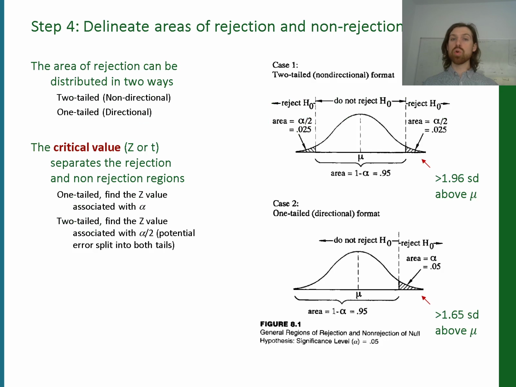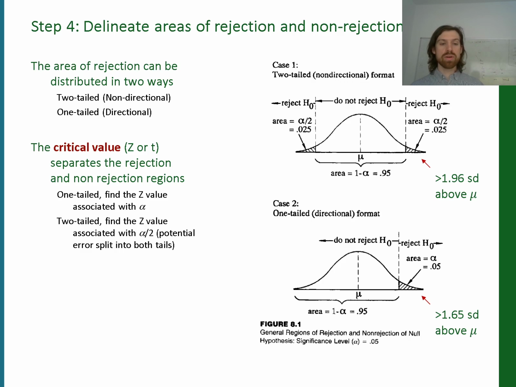So step 4, we need to delineate the areas of rejection and non-rejection within the distributional space that we're going to have. The area of rejection can be thought of in two different ways, depending on whether we have a non-directional approach, where we don't say whether we think the effect is going to be higher or lower than the population mean, or a one-tailed effect, which is directional. So maybe we think in advance that the house prices in Fairfax are going to be larger than the house prices across the state of Virginia.